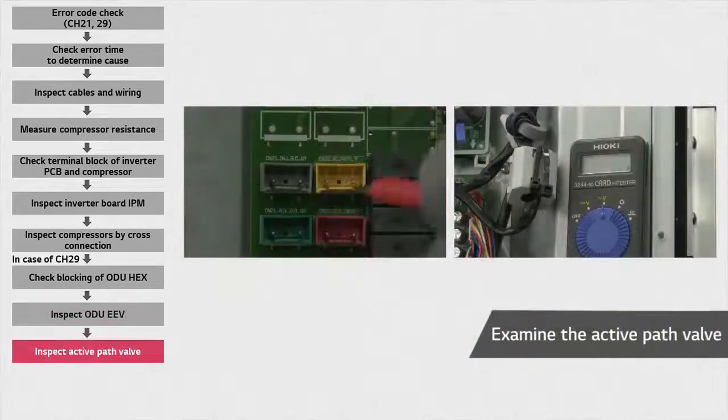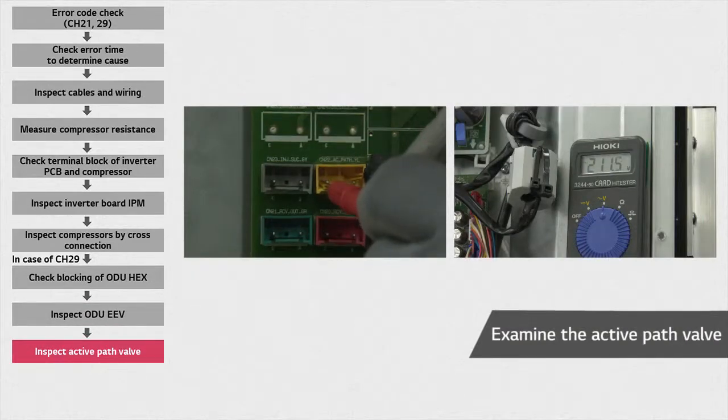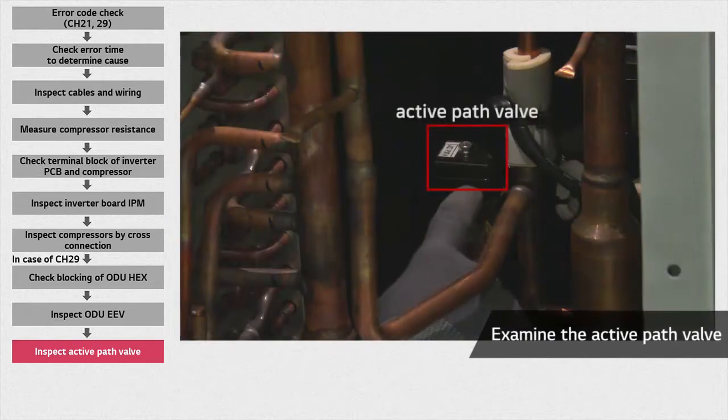Now, measure the voltage at the yellow connector in the external PCB. A normal value for the output should be 220 volts, plus minus 15%. Finally, check if the active path valve is in a normal location. These steps should solve the problem.